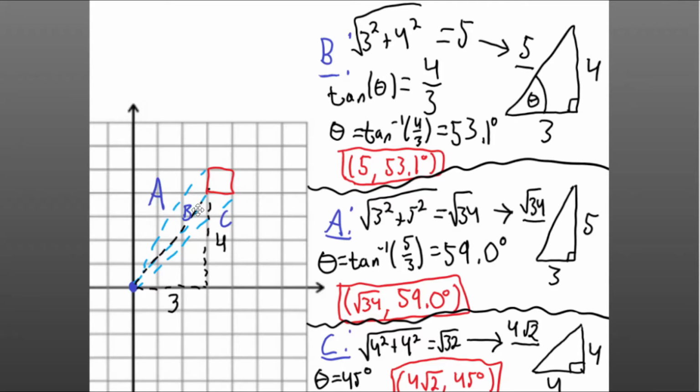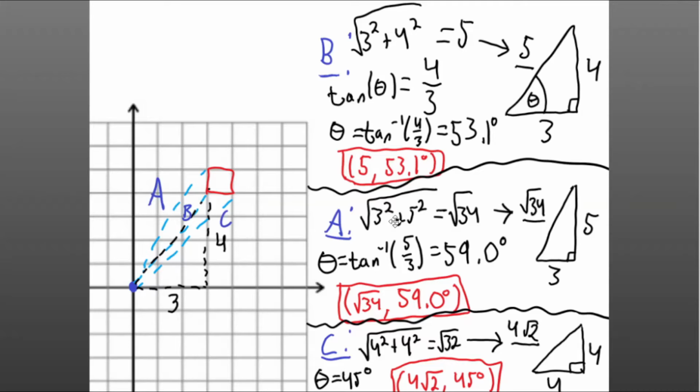Starting with point B, since we know that the corner is at (3, 4), this is easy. A 3, 4, 5 triangle means this is going to be 5. So that's our radius. And then to find the angle, we take the tangent of the opposite over the adjacent, and we can get that theta equals 53.1-ish degrees. So here's our first one for point B.